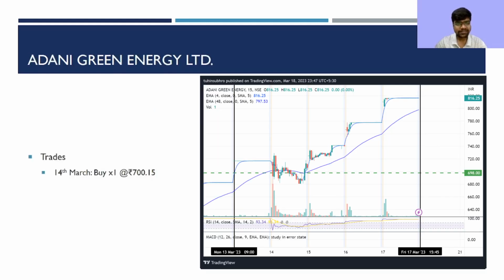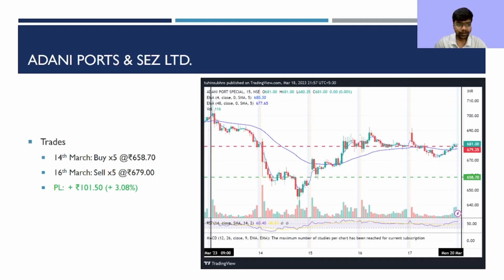So coming to our trades, we can see that I have purchased one more Adani Green stock on 14th March, and we have bought one of these stocks for 700 rupees and 15 paise, and in total we have three of these stocks as of now. And we purchased five Adani Ports and Sales Limited stocks on 14th of March at rupees 658.7, and on 16th of March we have sold them for 679 rupees, and in total we have gained a profit of 101.5 rupees, which is approximately 3.08% of the trade.